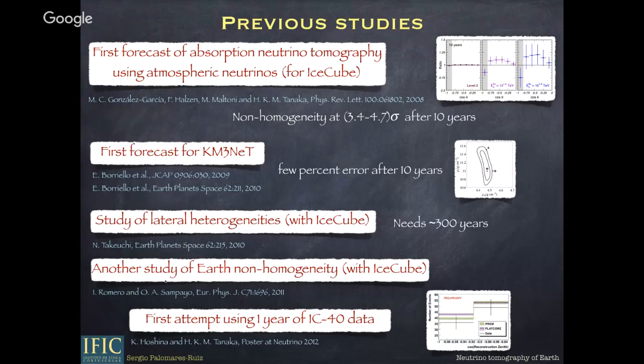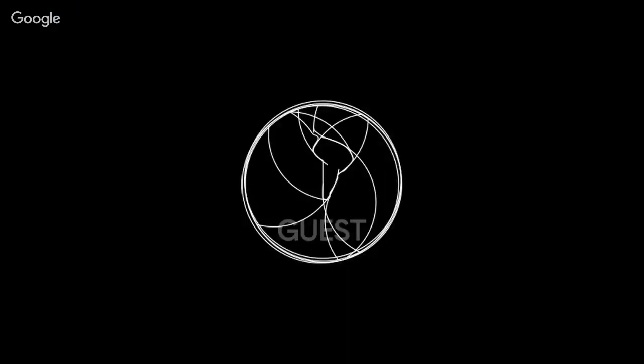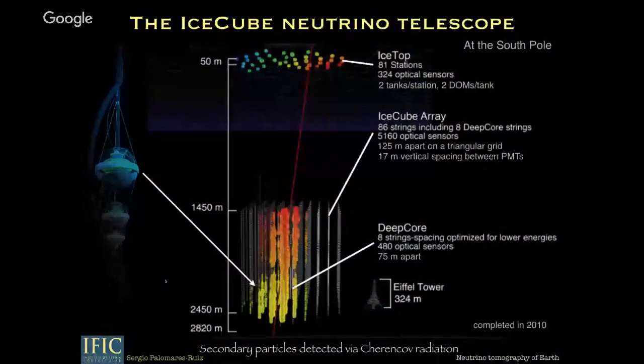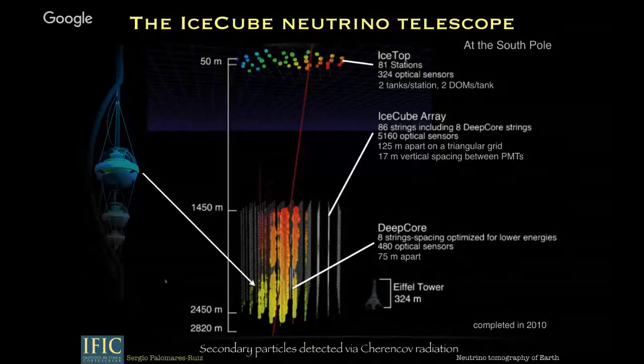And so let me move to what we did. What we consider is the IceCube neutrino telescope. This is a 1 kilometer cube detector, which is placed at the South Pole, basically 1.5 kilometers below the surface of Antarctica. It consists of 86 strings, which are separated by 125 meters in a triangular grid. In total, it has more than 5,000 digital optical modules, and they are separated within each string vertically by 17 meters. It also has a more densely populated region of digital optical modules, which is DeepCore.